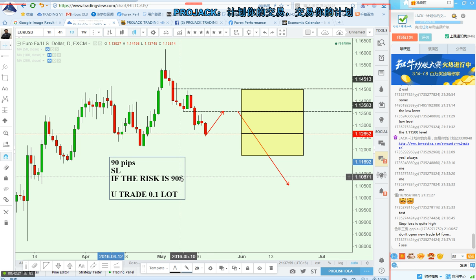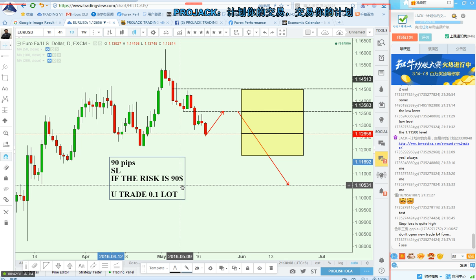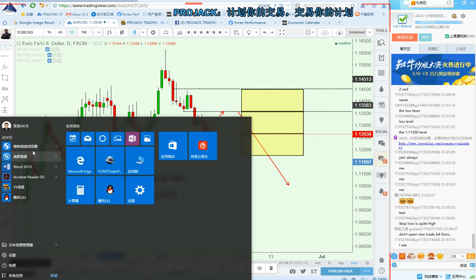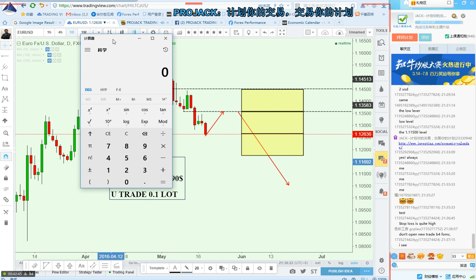The real number that you're going to lose, that is your risk, and make sure this risk is less than 2% of your account. If you have a 10,000 account, per trade you don't lose more than 200. So 200 divided by 90 pips, let me calculate. $200 and 90 pips, per pip you can lose 2.22. So the lot size you can enter is 0.22 lot.